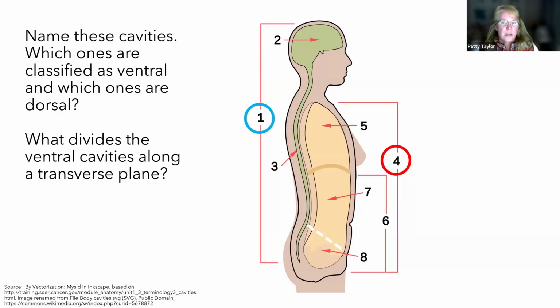So you'll notice here the diaphragm is just drawn as a transverse plane. That is what divides the ventral cavities into a superior and an inferior compartment.